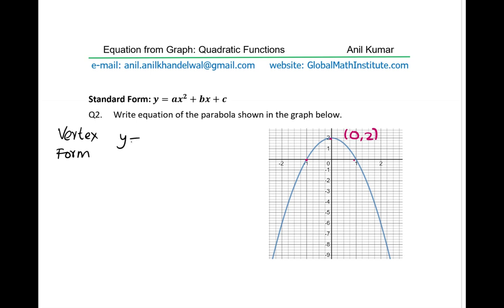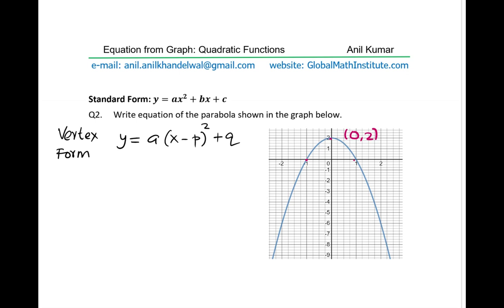Which is y equals a times (x minus p) whole squared plus q. The value of p is the axis of symmetry, which is 0. And the value of q is the maximum value, 2 in this case.